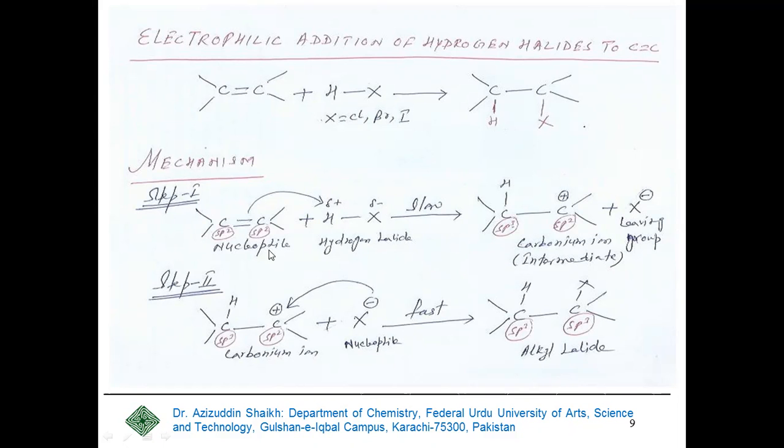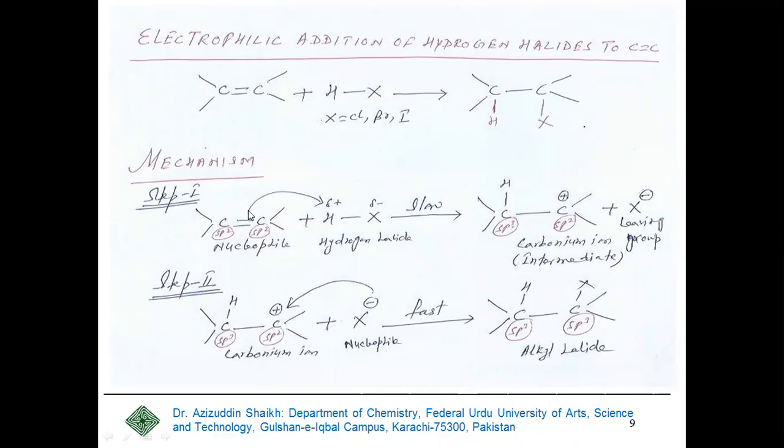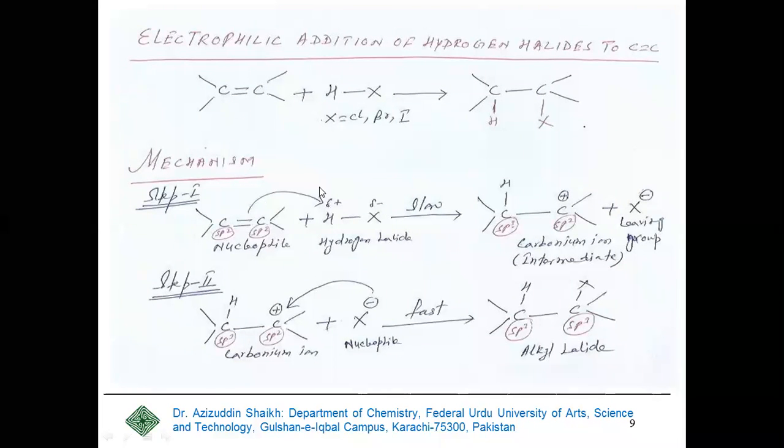So this is step one. The alkene acts as a nucleophile, and this is the hydrogen halide. These nucleophilic pi electrons, with nucleophilic character, attack. Nucleophile always attacks an electrophile. The pi electrons search for an electrophile, and this H is electrophilic in nature, the electrophile is H plus. So the pi electrons attack this electrophile, H plus.